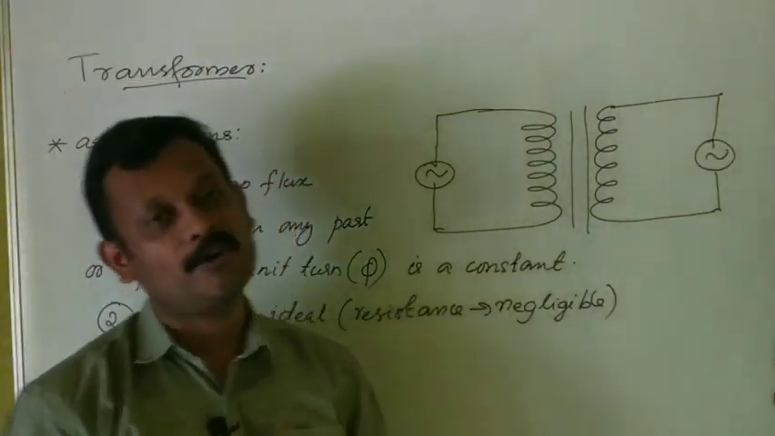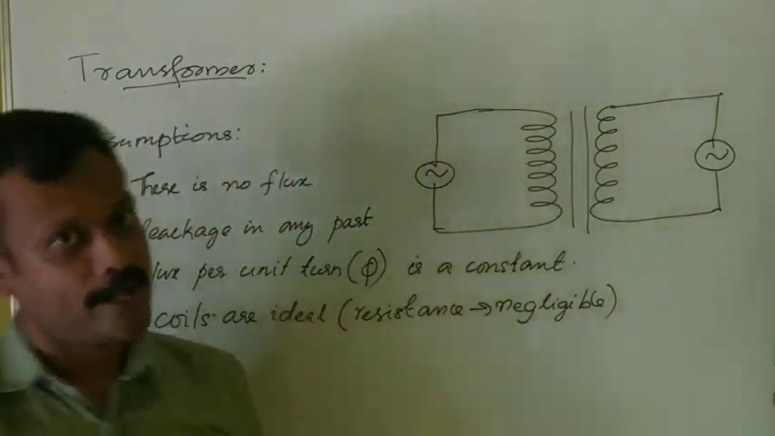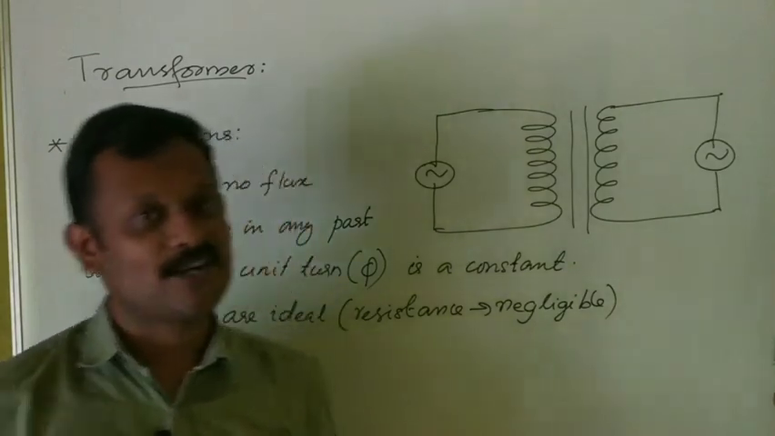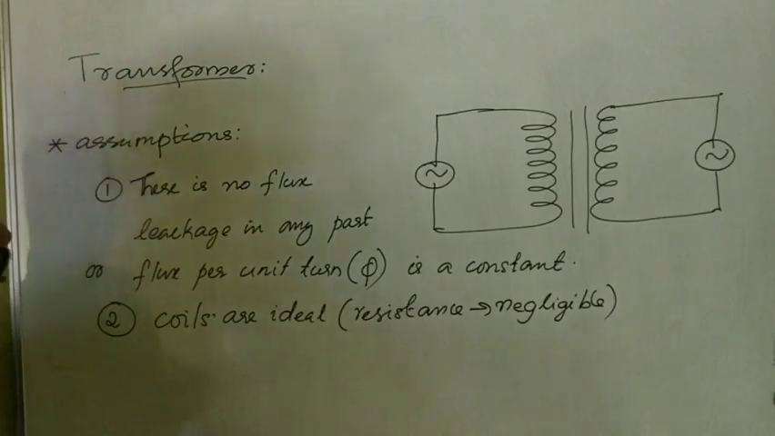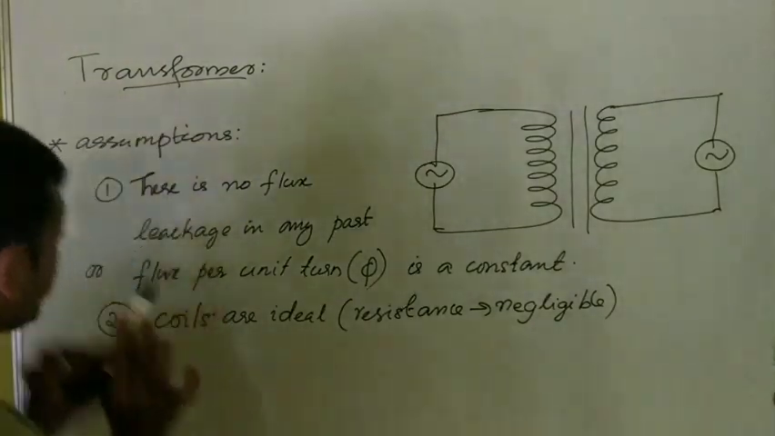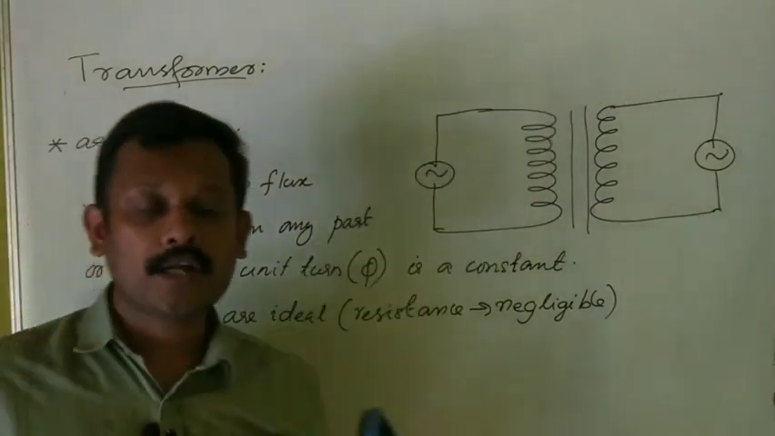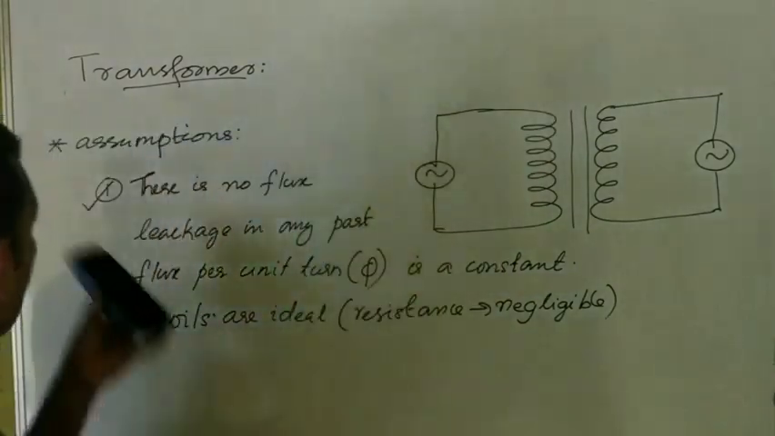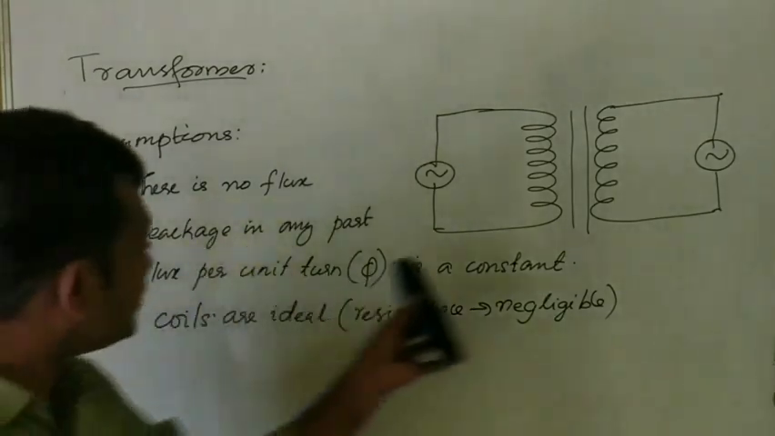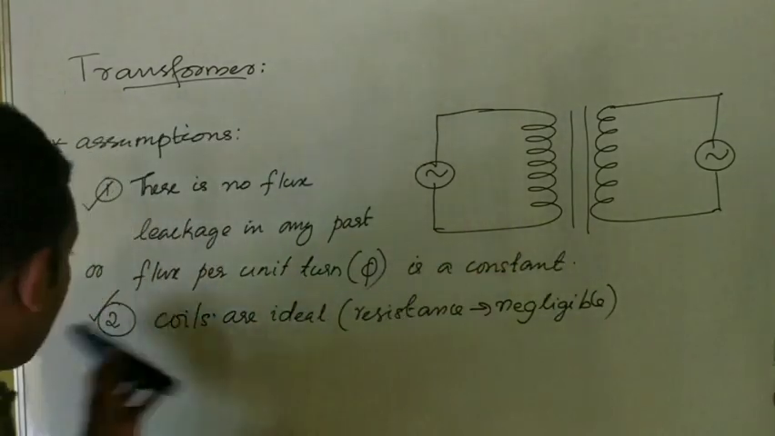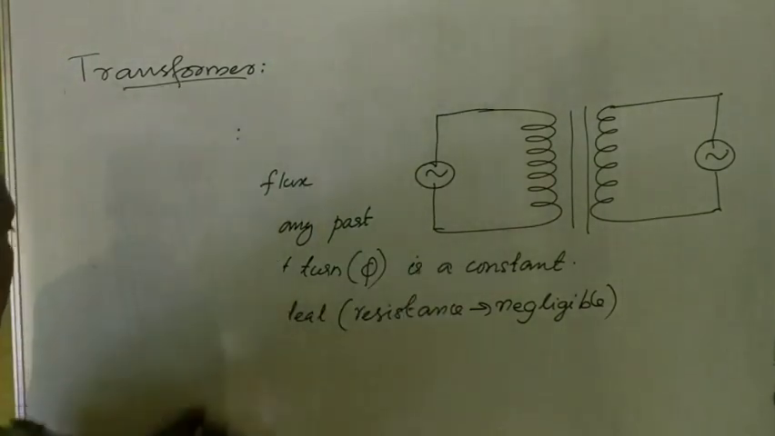That is an important point you have to understand. The resistance of the coils is negligible. That means we are avoiding all chances of power loss. So these are the two very important assumptions associated with a transformer. One is there is no flux leakage in any part of the circuit, or flux per unit turn is a constant. The second is the coils are ideal, that is, the resistance of the coils is negligible.